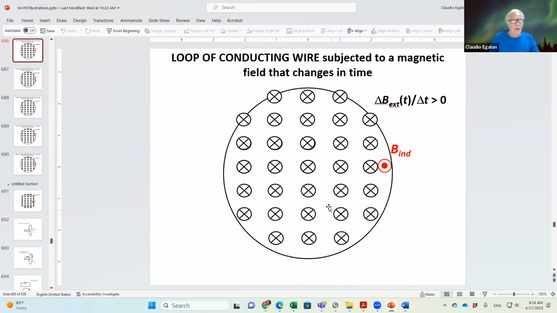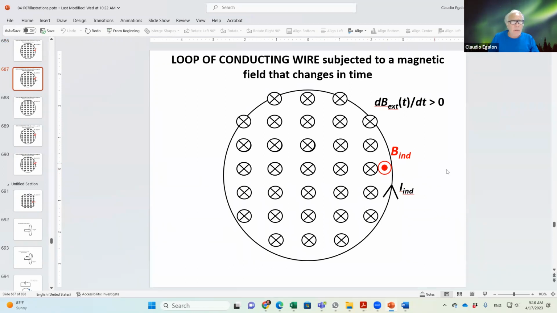Okay, delta B over delta t is increasing. Because B is increasing, the magnetic field associated with the induced current is going to oppose the increase in the flux. From this direction of the induced magnetic field, you can use the right hand rule and determine that the current is rotating in the counterclockwise direction. And here should be delta instead of dB.